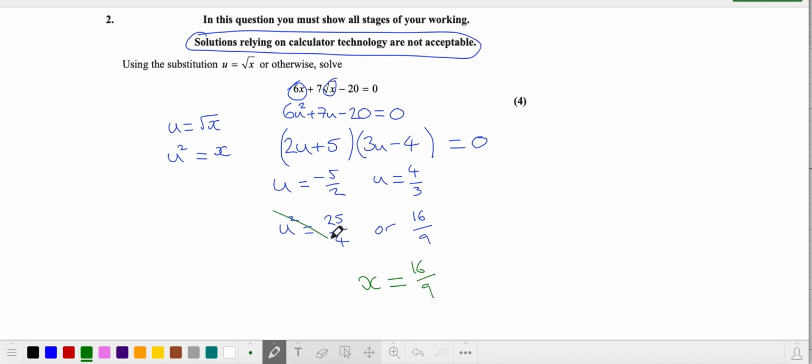So we just cross that one out. We don't want it. It's clear then we've rejected it. You don't have to justify why you've rejected it. We've rejected that one. We're keeping this one. x is 16 over 9. And that's question 2.